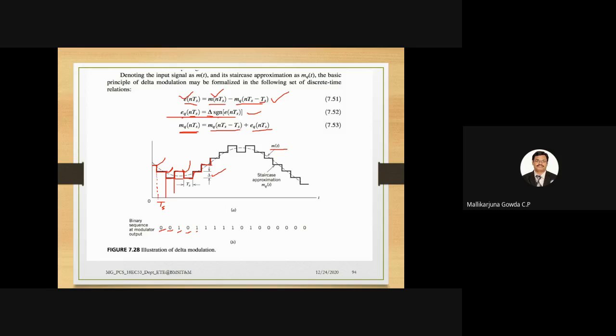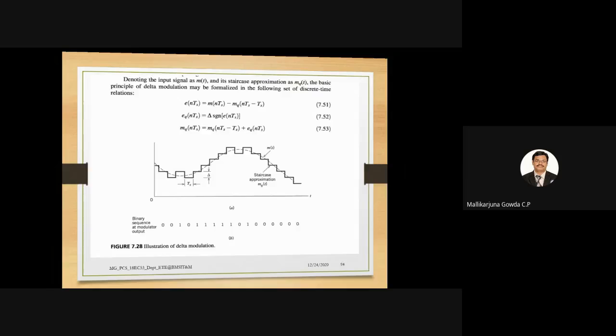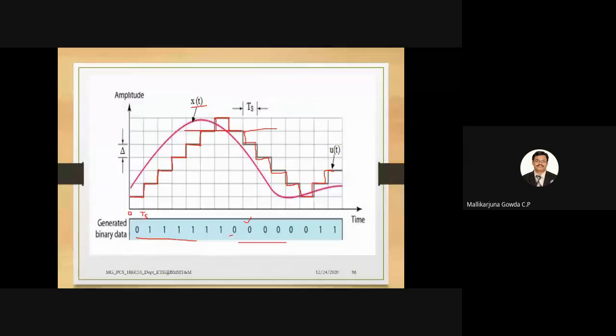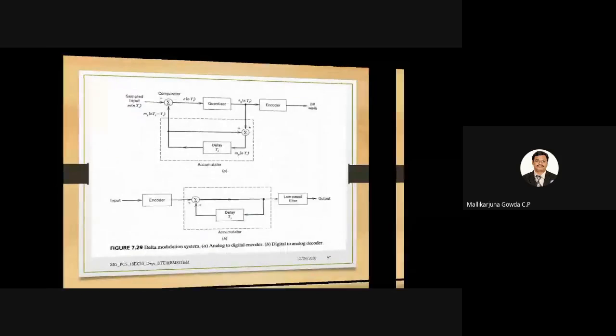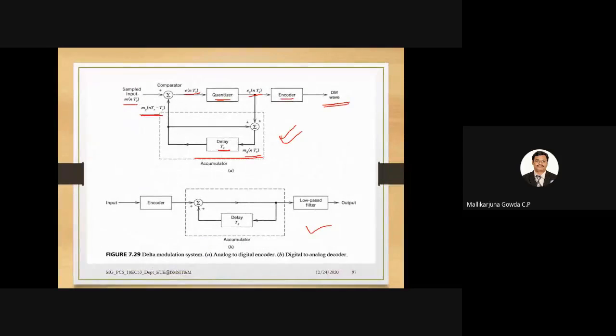Yes, I am asking, are the equations fine? They are not complex, very simple to understand. So the first one, e of nTs, is the output of the comparator, right? That will be the difference of these two inputs, m of nTs and mq of nTs.